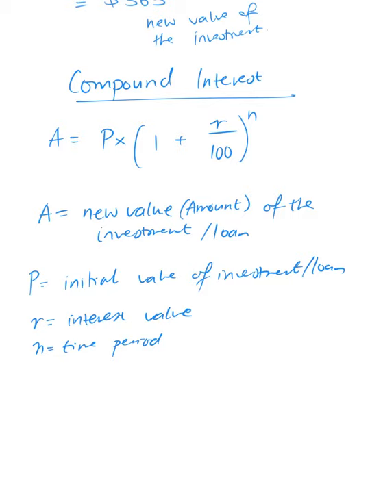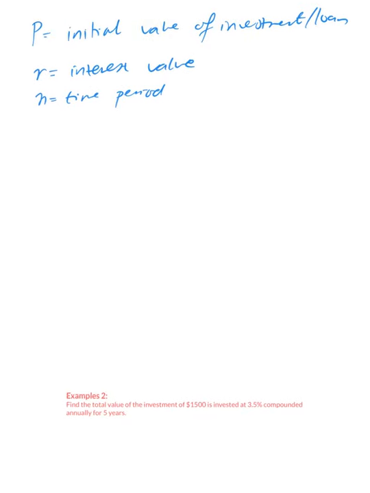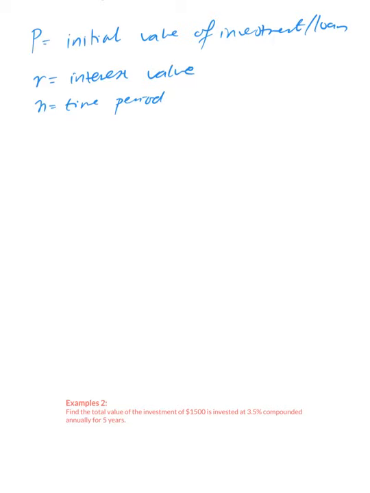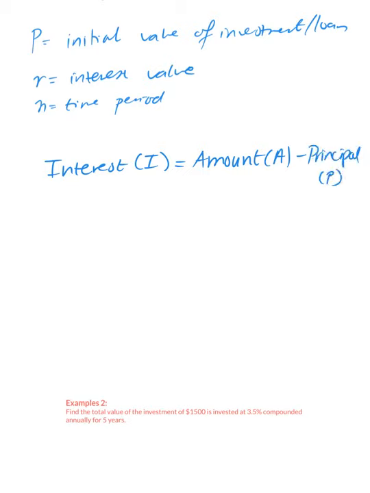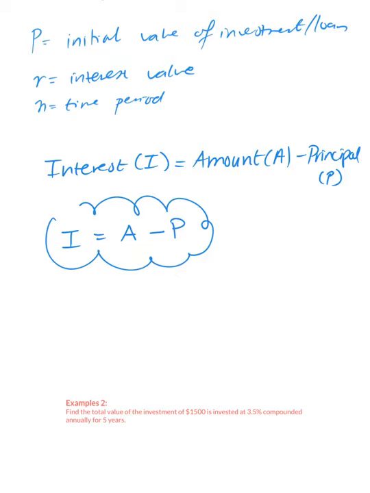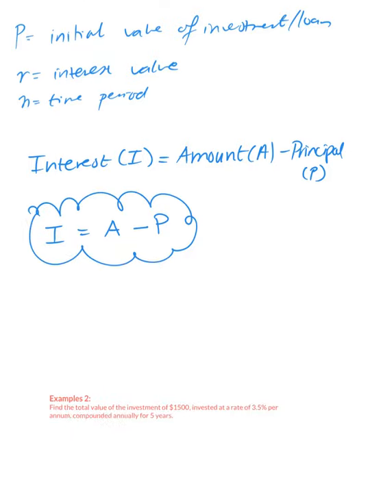Now, we can find the total interest using the following rule. Interest equals amount, so that's the new amount, minus principal, and that is the initial amount. Therefore, the total interest is equal to the new amount take away the principal, the initial value of the investment alone.